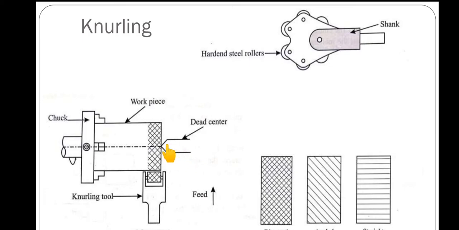Why do we call it a dead center? Because this center will not rotate, it just fixes or holds the other end of the workpiece firmly. Okay, so this is the knurling operation, this is the knurling tool, and these are the different patterns we can get by using the different types of tools.